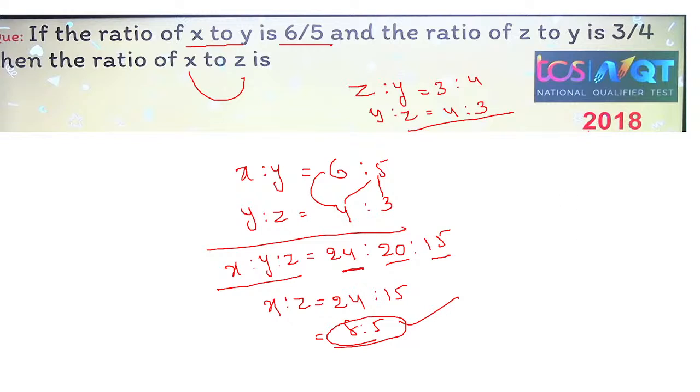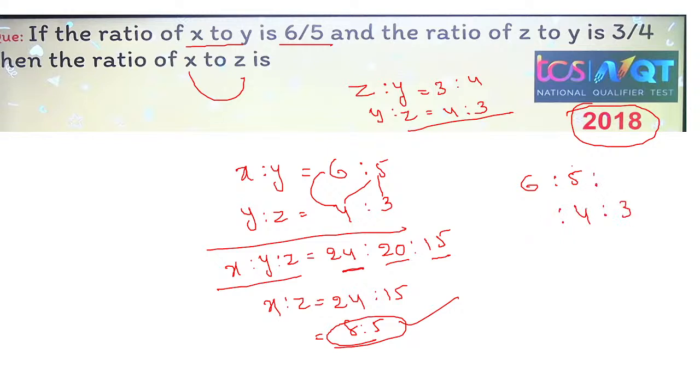And this was asked in the NQT 2018 question. Hope it is fine. Also you can simplify this problem in this way. X is to y is 6 is to 5, and also y is to z, what is the y is to z? 4 is to 3.